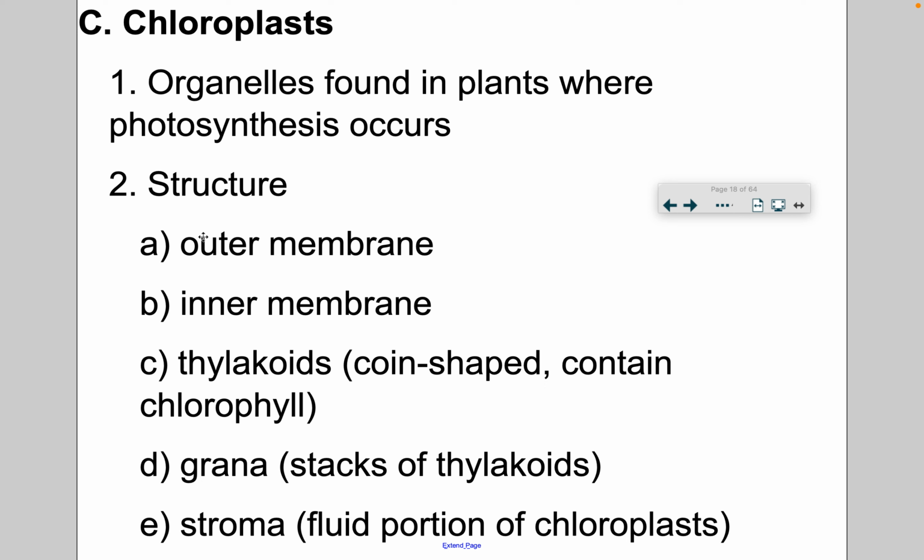Its structure has a lot of bits and pieces to it. It has an outer membrane and an inner membrane, so it's double membraned. And then we have these thylakoids, which are the coin-shaped discs that are stacked on top of each other, and this is where you find the chlorophyll. When you get stacks of thylakoids, we call that a grana, and then outside of the thylakoids and the grana, but still inside the chloroplast, we have the stroma. It's the fluid portion that fills the chloroplast.